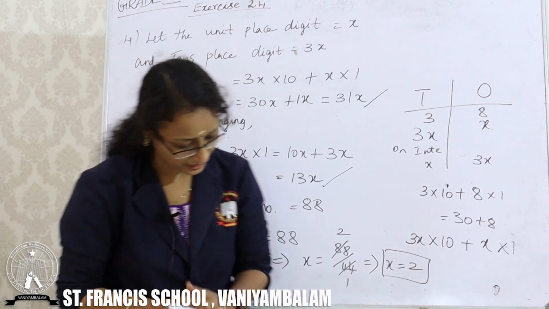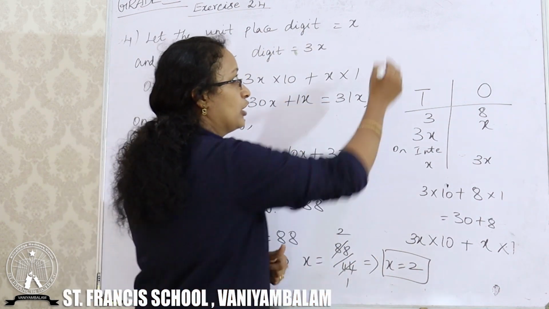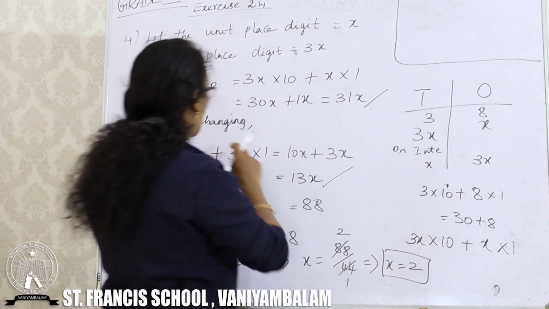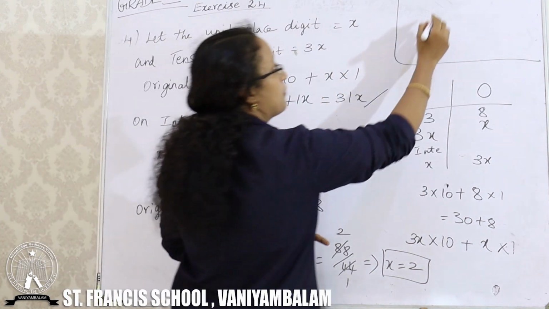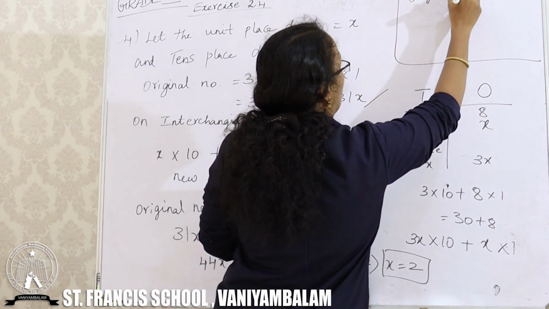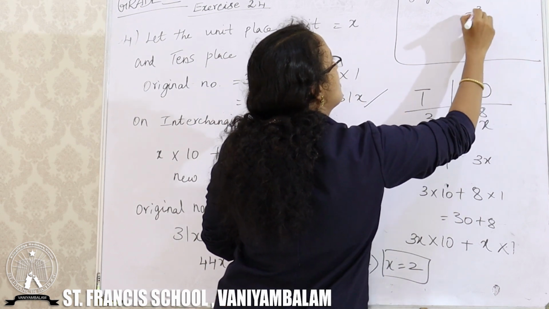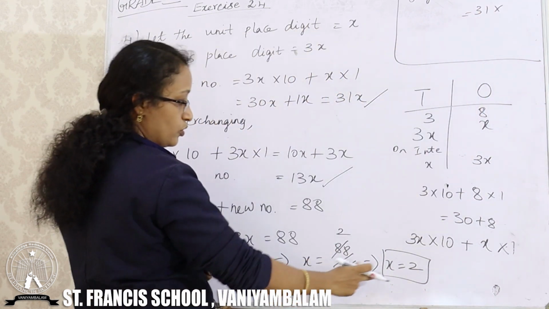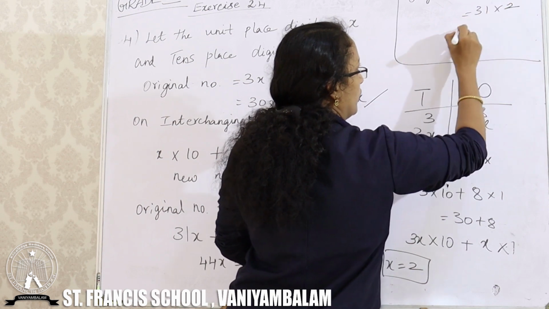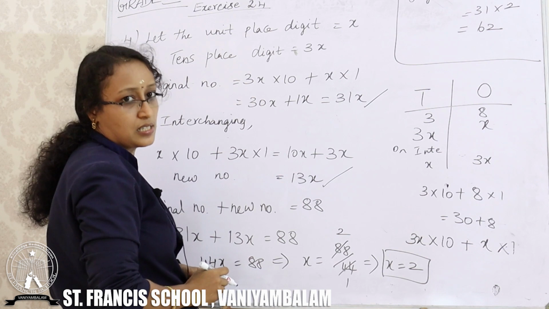But we have to find the original number, not only x. How will you find the original number? What is the original number? Our original number is 31x. So 31 into 2. 31 into 2 is 62. Our original number is 62.